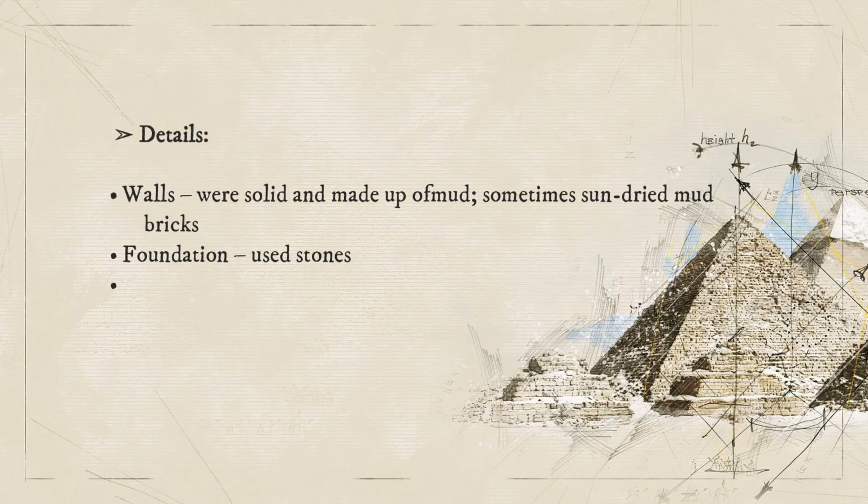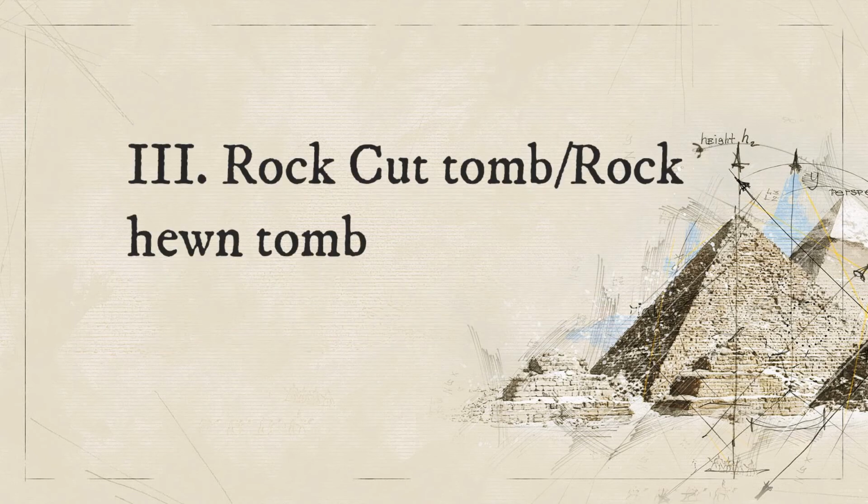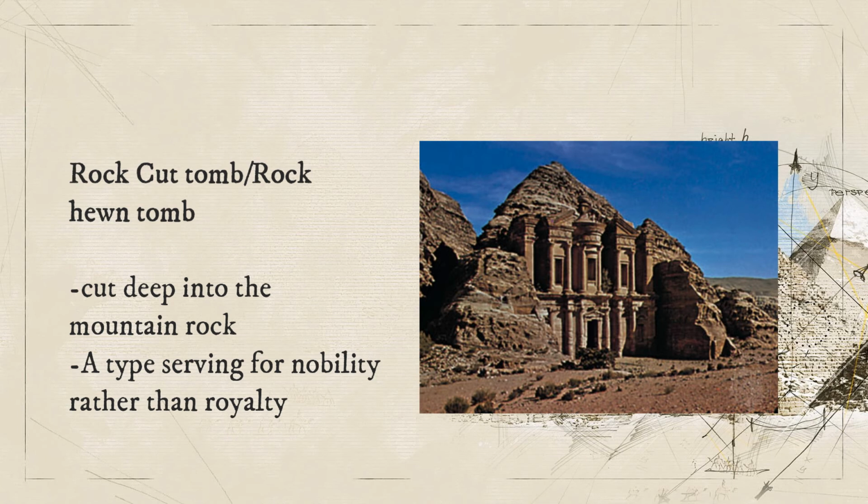Walls were solid and made of mud, sun-dried mud bricks to be precise. They also used stones as foundations, and bricks were made of Nile mud mixed with chopped straw and sand. Its size is about 365 millimeters long, 178 millimeters wide, and 102 millimeters thick. Next is the rock cut tomb or rock-hewn tomb. It is called a rock cut tomb because it is cut deep into the mountain rock, and it was a type of tomb serving nobility rather than royalty.